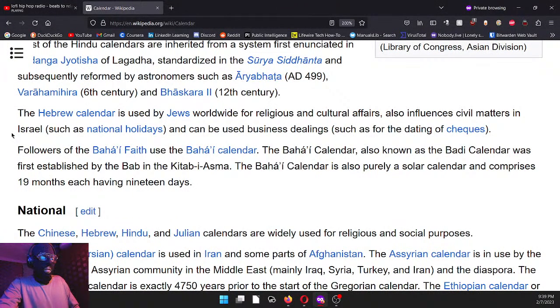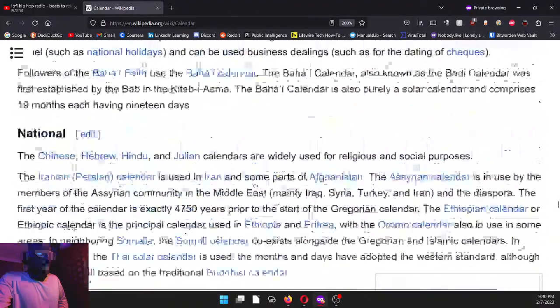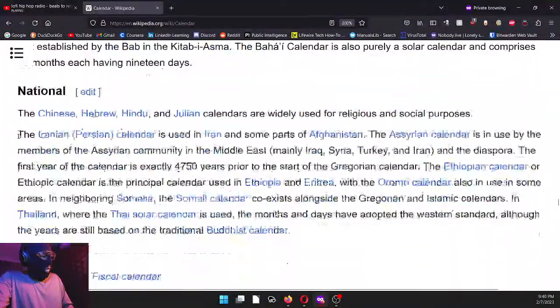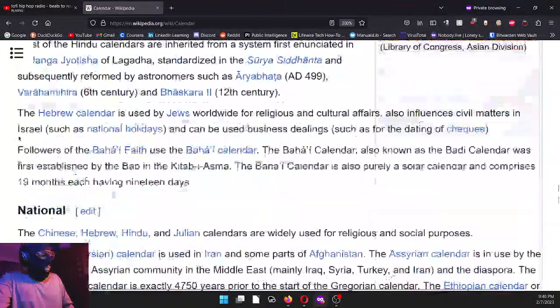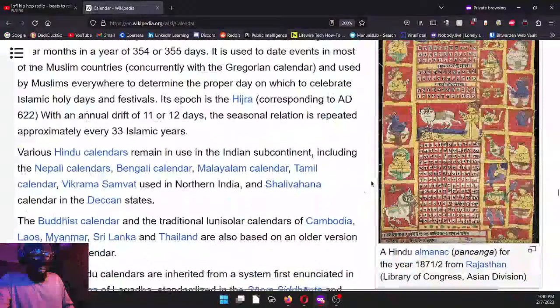The Baha'i calendar, also known as the Badi calendar, was first established by the Bab in the Kitab-i-Asma. The Baha'i calendar is also purely a solar calendar and comprises 19 months, each having 19 days. Alright. So you have national. So you have the religious parts, where, what is it?